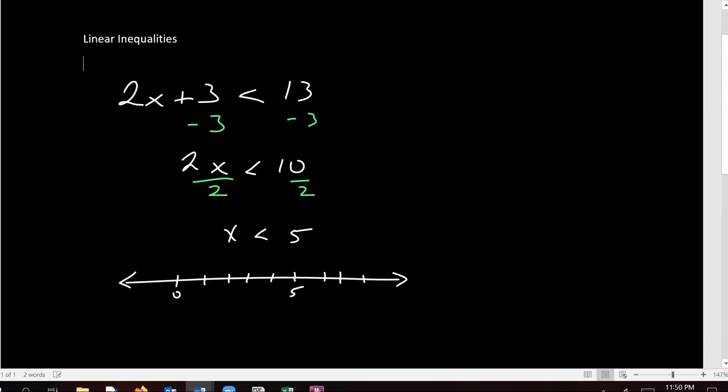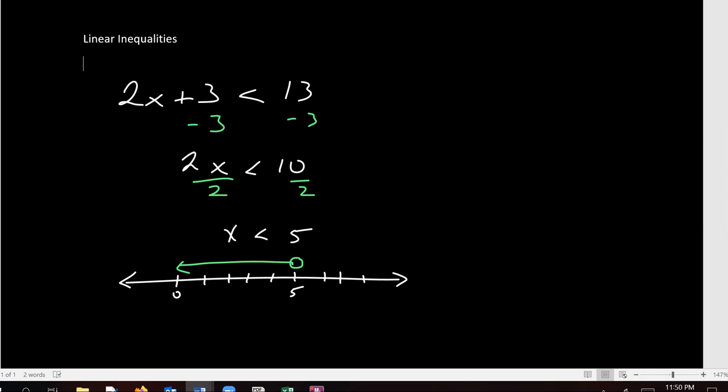so there's 5. Say x is less than 5. So I'm going to put a circle there because it's a strict inequality. And less than is going to point in that direction. And I say less than pointing that direction if you have x less than 5.